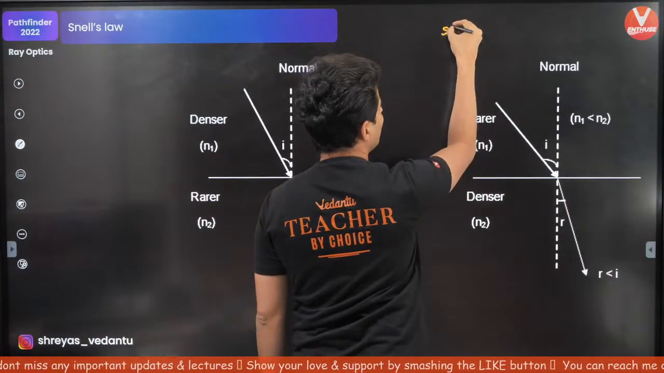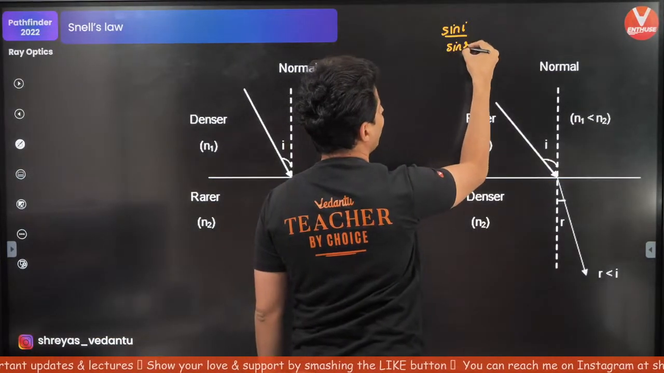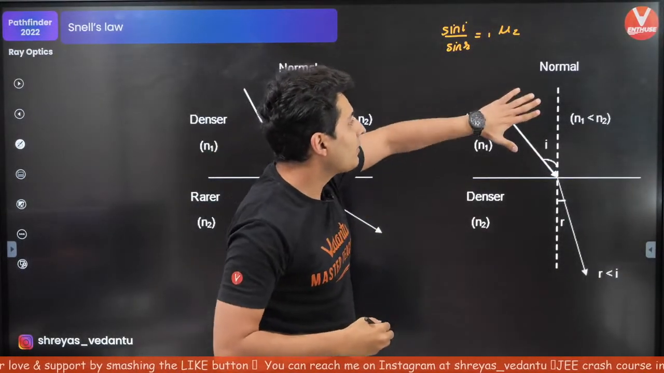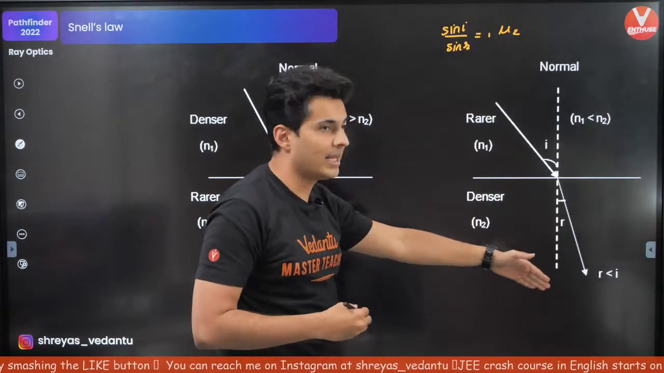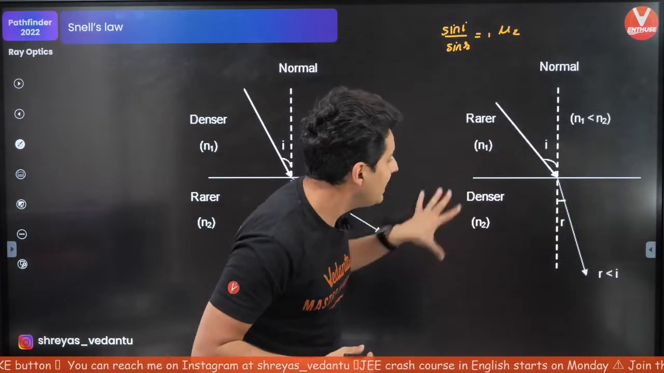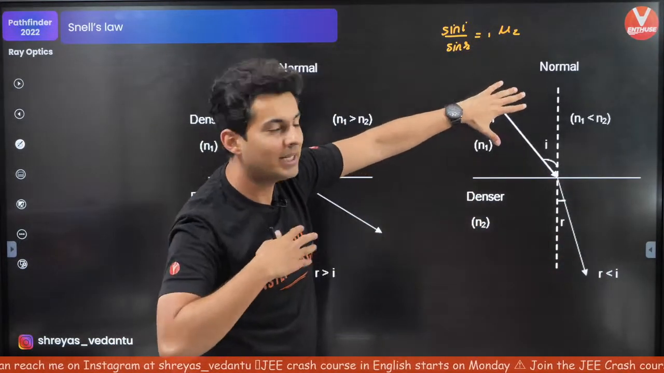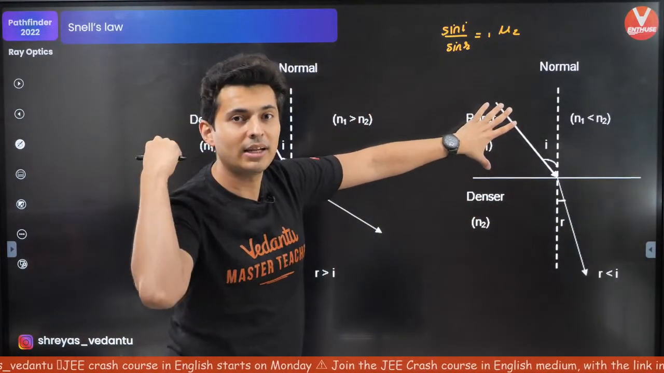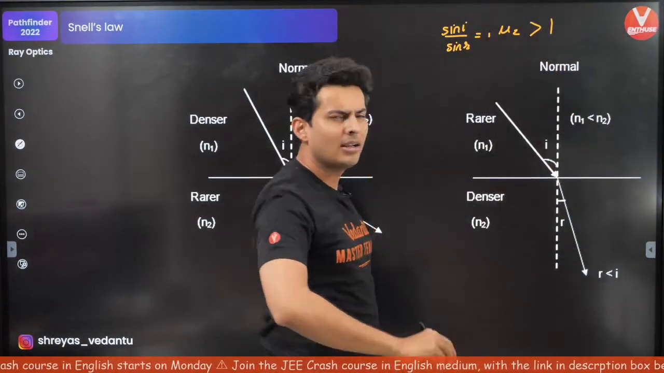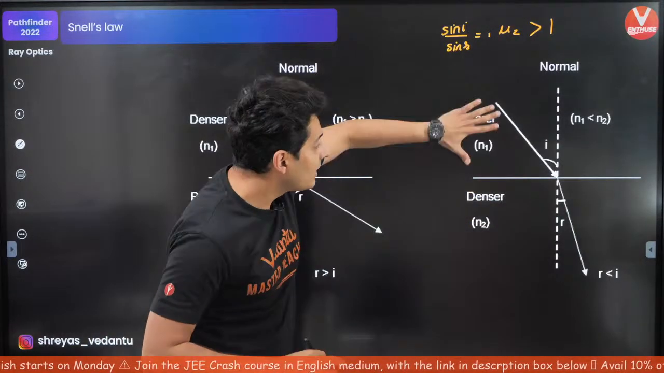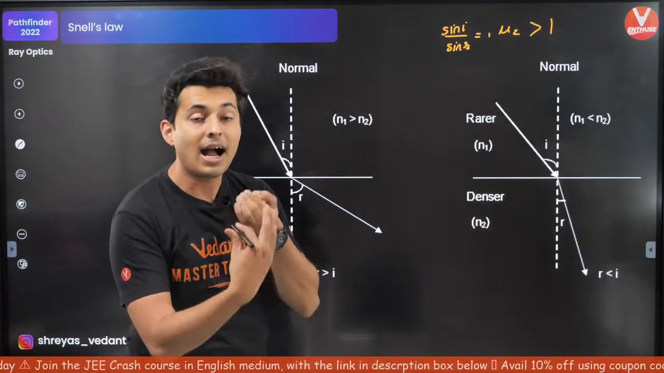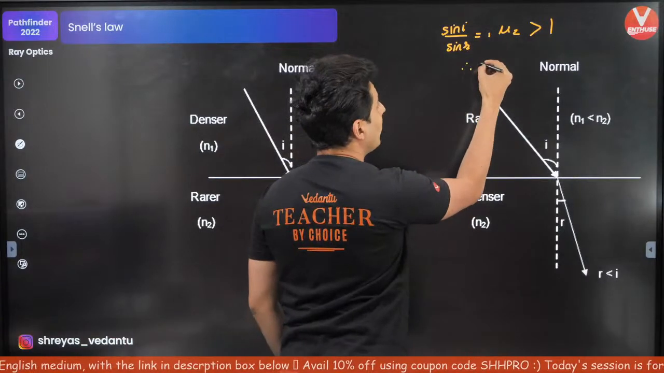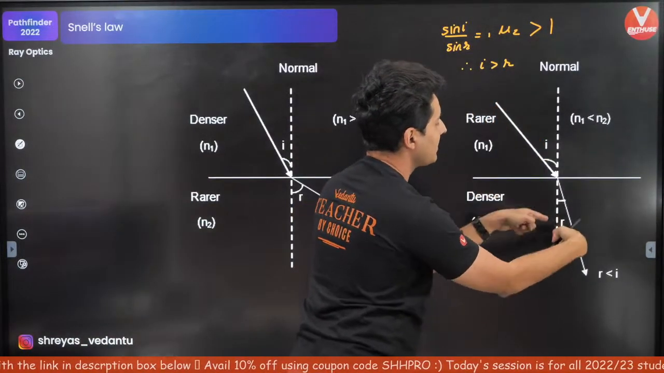I just told you sin of i by sin of r is 1 mu 2, the refractive index. If you're going from rare to dense, the refractive index of this medium with respect to this medium will be more than 1. So wouldn't this ratio be more than 1? Because this is dense, this is rare. Relatively, this medium has higher density, so the refractive index is more than 1. So sin i by sin r is more than 1. Therefore, i is more than r. You can clearly see i is more than r.